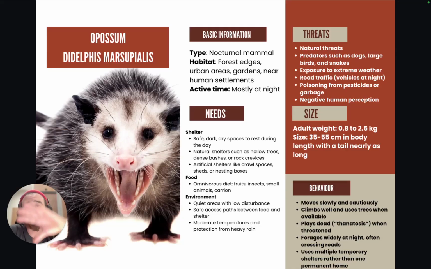Okay, so just to summarize, we are going to be analyzing our animals, and we're going to be researching these 5 things: basic information, the needs of your animal, the threats, the size, and the behavior.